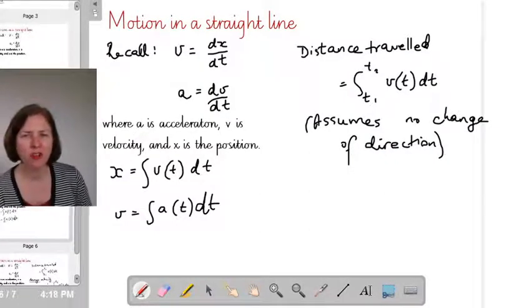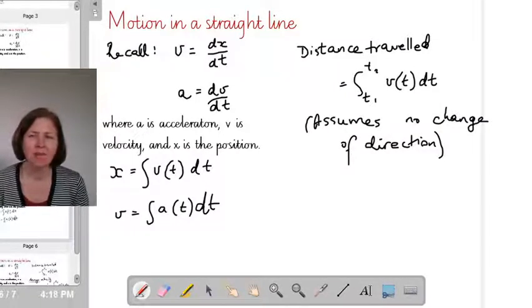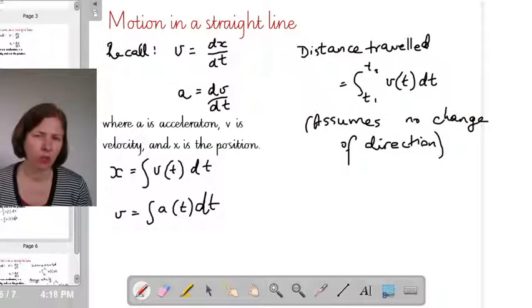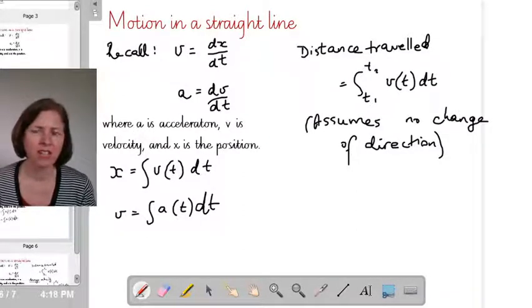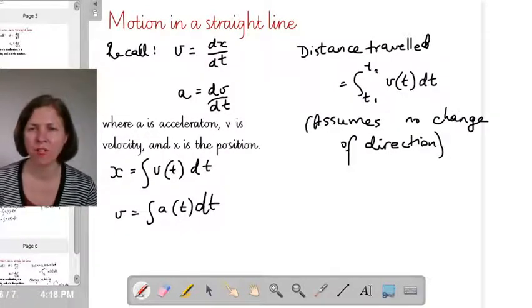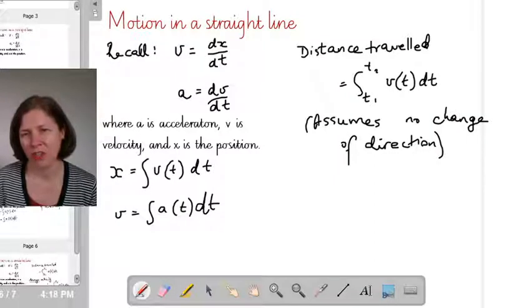So we can be travelling in one direction and our velocity is changing, but if we're not changing direction, then this is going to give us the total distance travelled. Now, if we had changes of direction, we would have to do this more carefully. But for now, this is what we've got. If we start at time t1 and finish at time t2, and we take the definite integral over that interval of v(t) dt, then that will tell us how far we've gone.